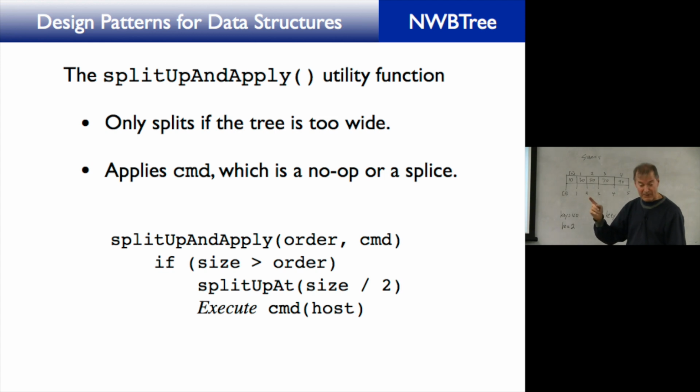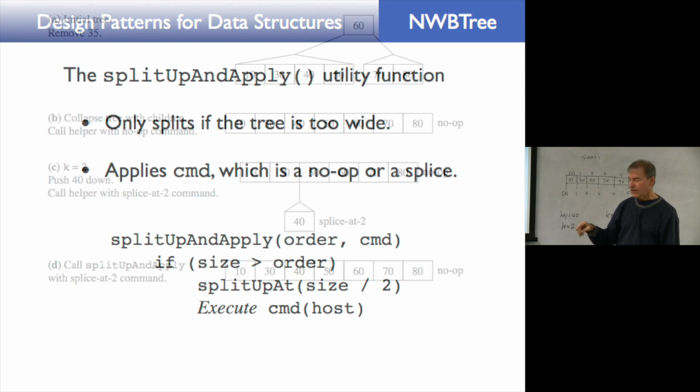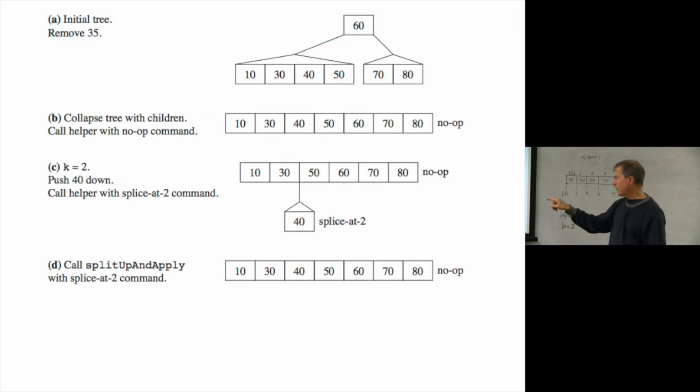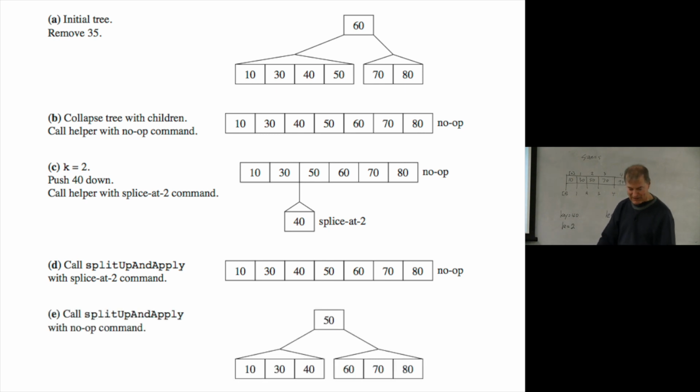And now what does split up and apply do? It splits up at what? Size divided by 2. Is that right? So size is what? 1, 2, 3, 4, 5, 6, 7. Size divided by 2, what's 7 divided by 2? 3.5. The floor of that is 3. So what is split up? 0, 1, 2, 3. So what goes up? 50. Yes! You guys are all on this. Call split up and apply with no op commands.